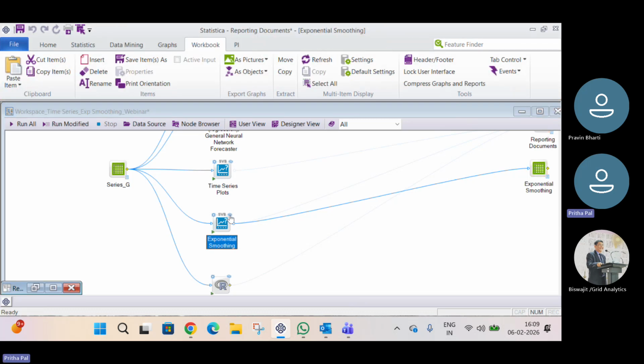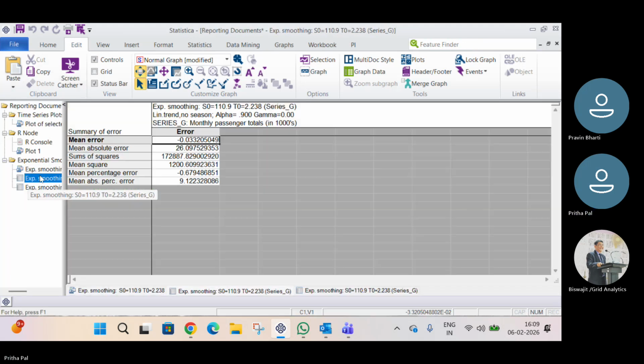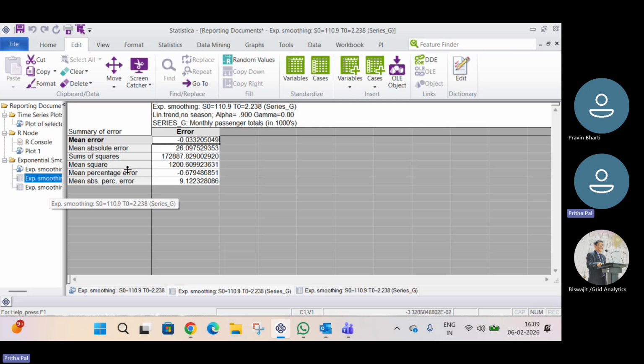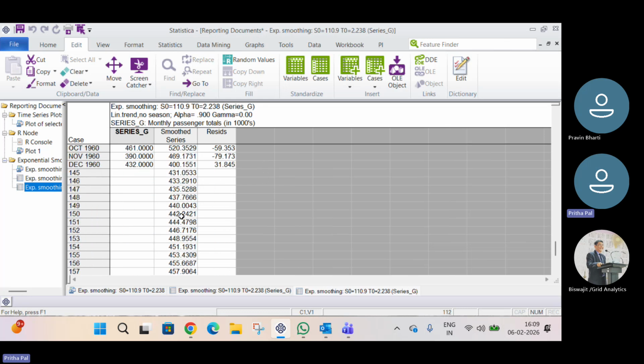Now if I run this node from the local output, if I see now as compared to the first simple exponential smoothing, in the double exponential smoothing the mean square error has been reduced a little bit, that is 1200.60. And in the spreadsheet, if we look again from case number 145, we can see the scenario has changed a little bit. Now the predicted values are different for each month, but again the mean square error is high.